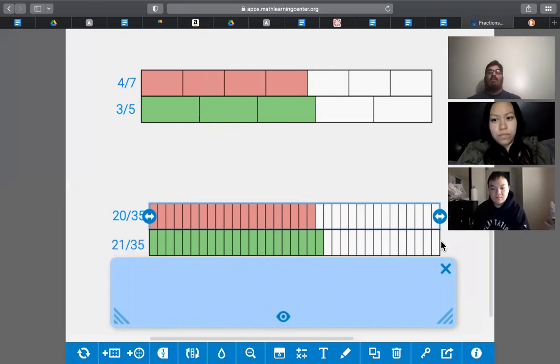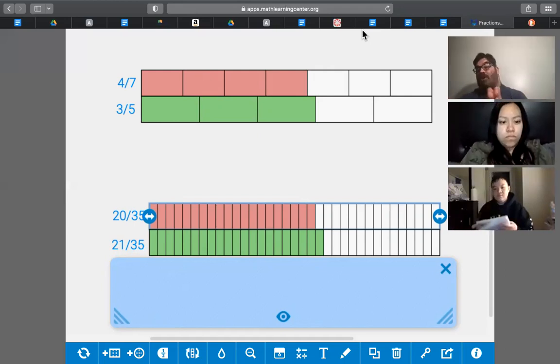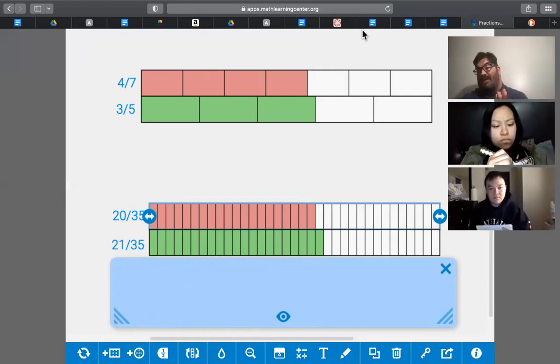Absolutely, positively excellent. So what I'm going to have you guys do right now is pair share. You guys are going to get together. I want both of you to come up with your own unequivalent fractions. And then you guys are going to find out together on both your problems which one is greater and which one is less than.